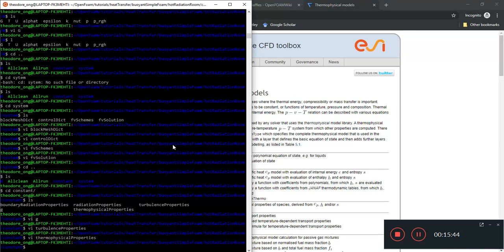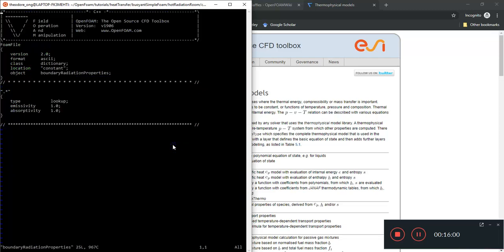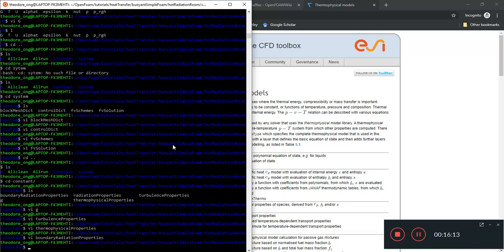I'm already like 15 minutes in, so let me stop here. I'll try to explain some other things, like the input files. For example, this boundary radiation properties, there's an emissivity and absorptivity. You can explain that a little later. Probably in the next video, I'll discuss some of these things, and then we'll try and run the file and see how it is run and how radiation is put in. So let's stop for now. I'll continue next time.